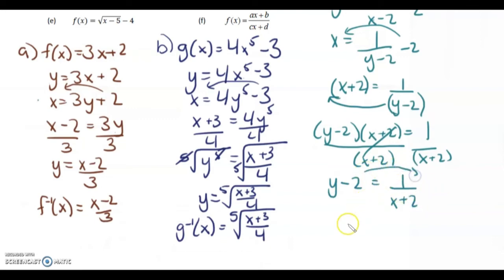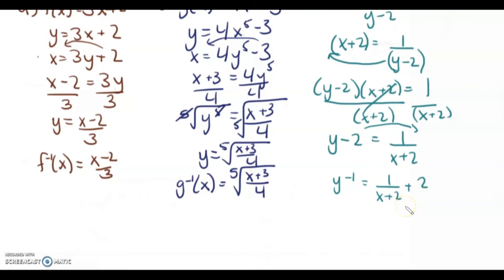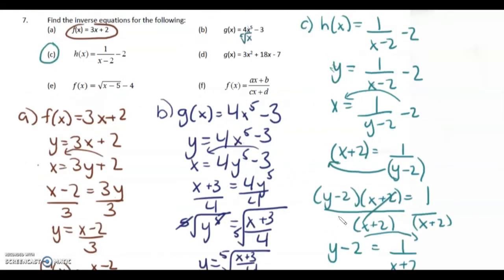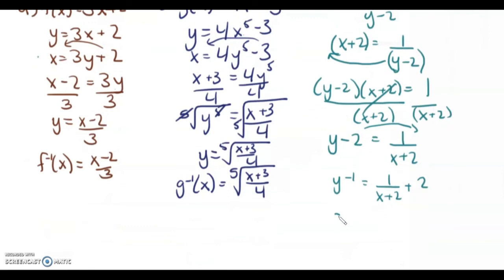Then I'm going to bring this over, and we're left with y equals 1 over x plus 2, plus 2. Now, the last part is to substitute back in that function notation. We were dealing with h. So we're going to go h inverse at x equals 1 over x plus 2, plus 2. Okay? On that, you can state the restriction, x cannot equal negative 2.